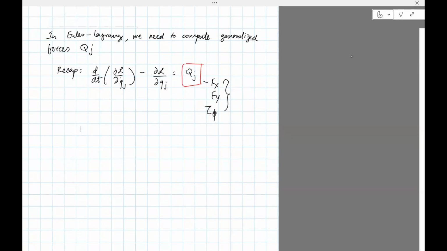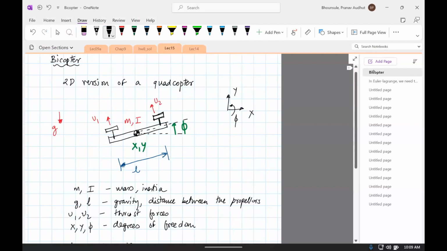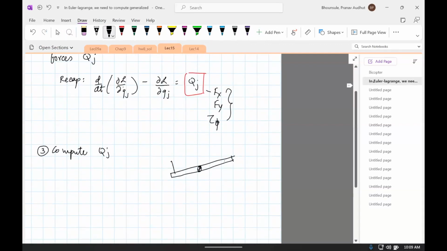Okay, so that's the third step. Compute Qj. For that, I'll draw a figure of the quadcopter. Let's say that this point is P, this point is Q.